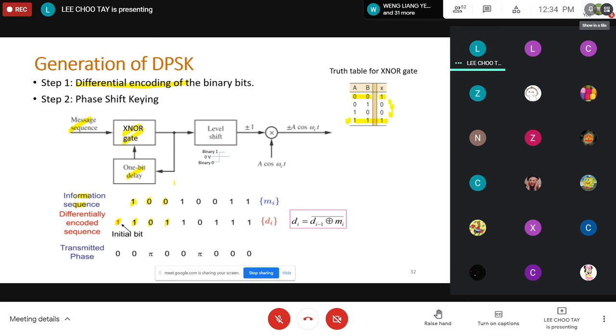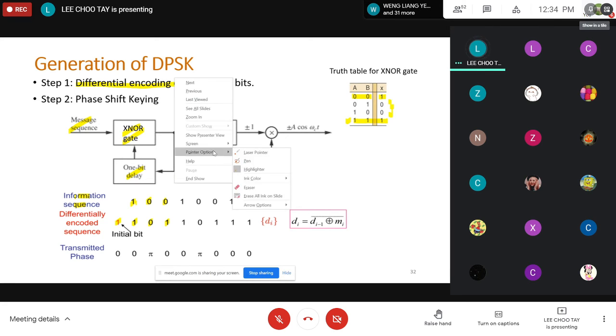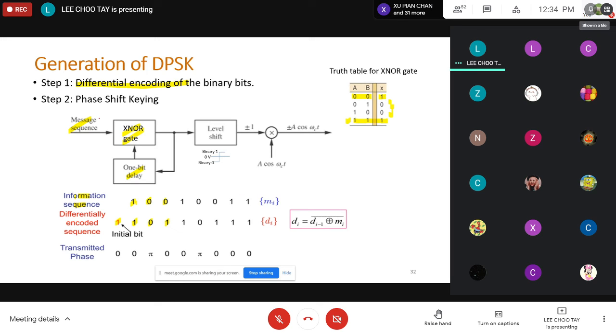Okay. Maybe I should mark here on the diagram as well. This is your MI. This is your DI. And this is your DI minus 1. All right. So if I'm talking about this bit, then I'm going to compare with this bit. That will give me this bit. So this is my DI. This is my DI minus 1. This is my MI. This is my I.